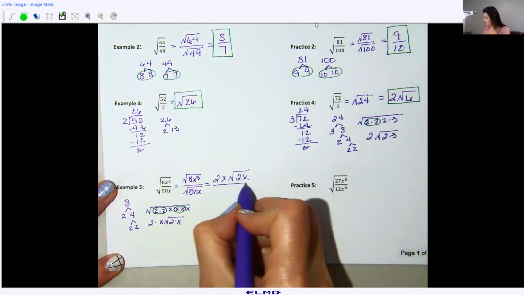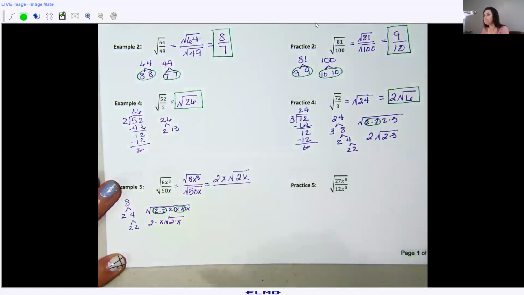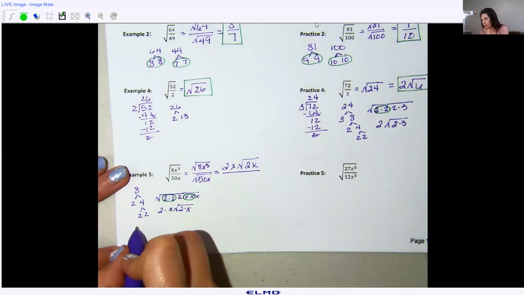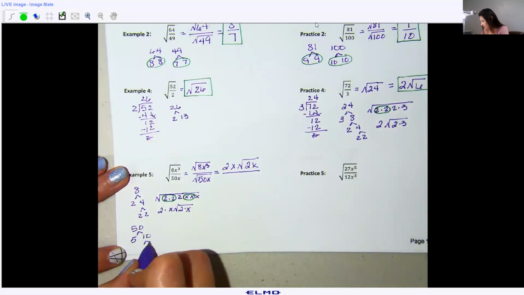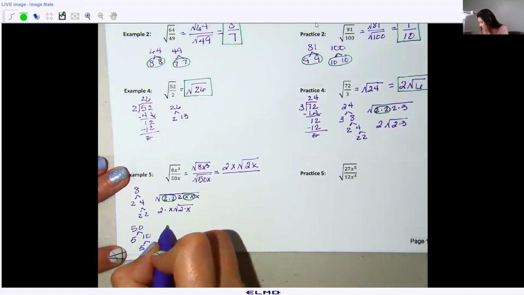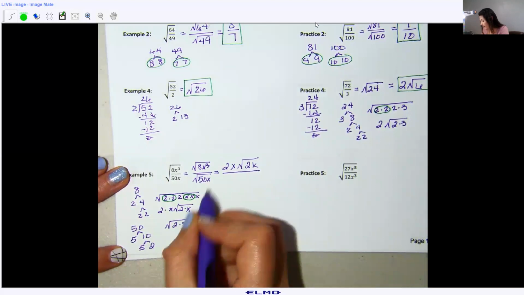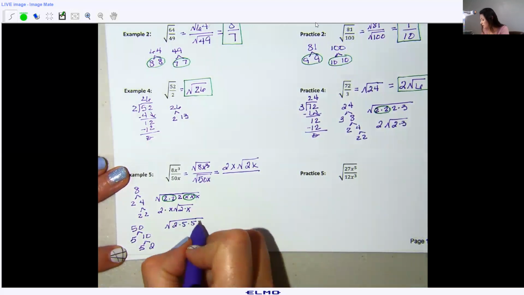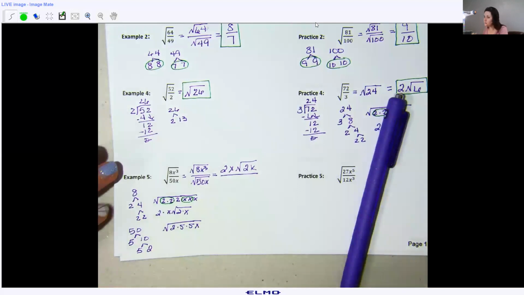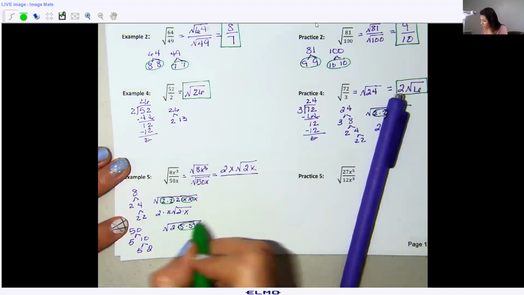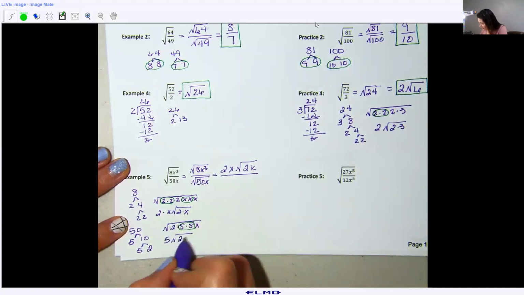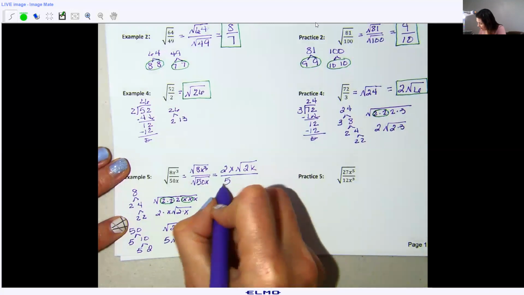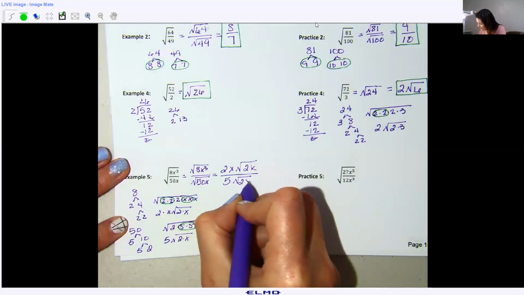Okay. Now I have to factor out the 50. So down here, I'm going to factor out 50. 5 times 10, and then 5 times 2. So I have 2 times 5 times 5, and then we have an x. Don't forget the x. And I'm going to circle my groups of 2. So I have 2 5s that I can pull out. So I have 5 square root of 2 times x. So this one simplifies out to 5 square root of 2x.